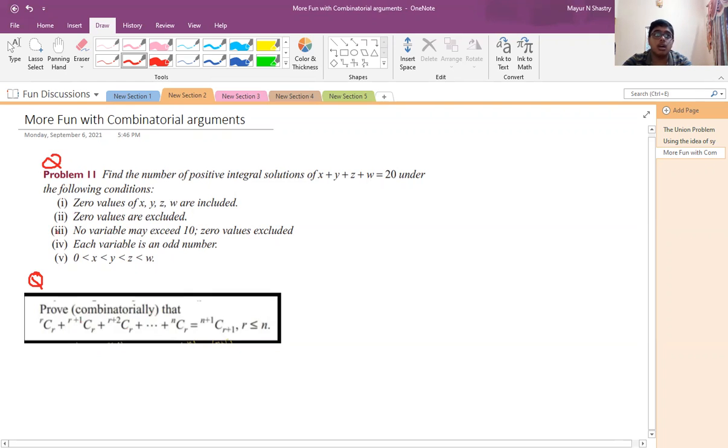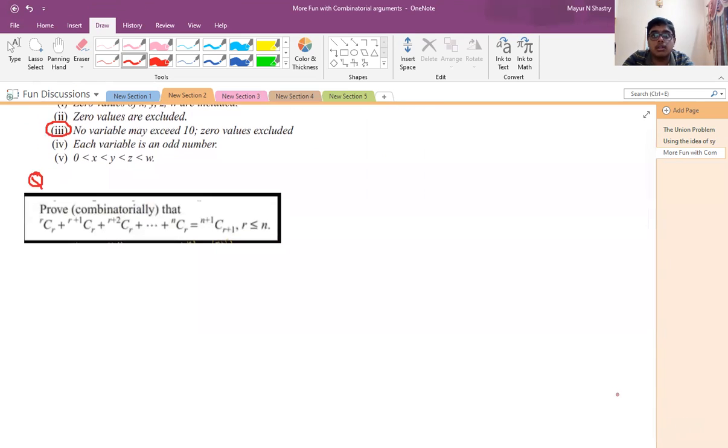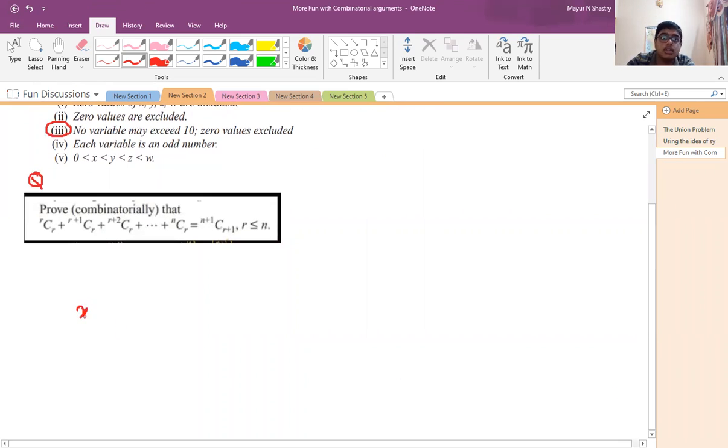Of course, I'm going to solve only the third part here. The others are up to you. You may solve them if you're interested. But the third part was the one which I used to prove this combinatorial identity. So here we need to find the positive integral solutions for x plus y plus z plus w equals 20 such that none of them exceeds 10.